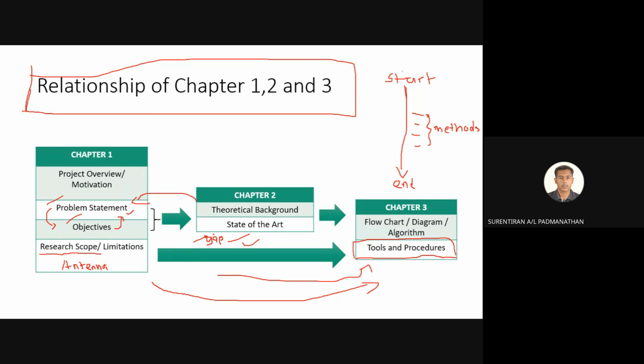You cannot have a different gap, a different problem, and a different objective. So the objective and problem statement should be related. The objective is to solve the problem. That's why you are writing the problem statement. You are stating the problem: we are having this kind of issue, currently there is a problem in this field. So what is the objective? The objective is to solve the problem, right? You cannot write a problem A, then give a solution B that is not related to the problem.